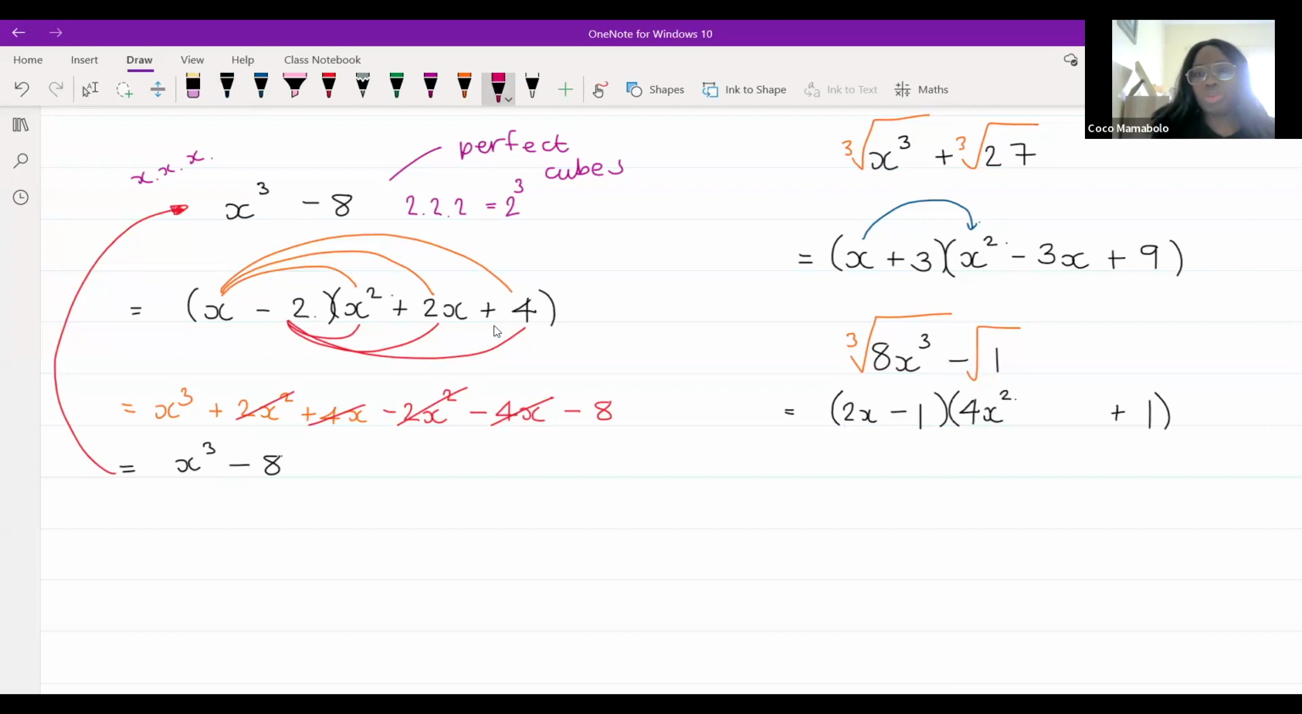Let's do the middle term. In the middle we're going to get 2x times negative 1, which will give us? Positive 2x, I think. Good. In my bracket must go positive 2x instead of negative 2x.